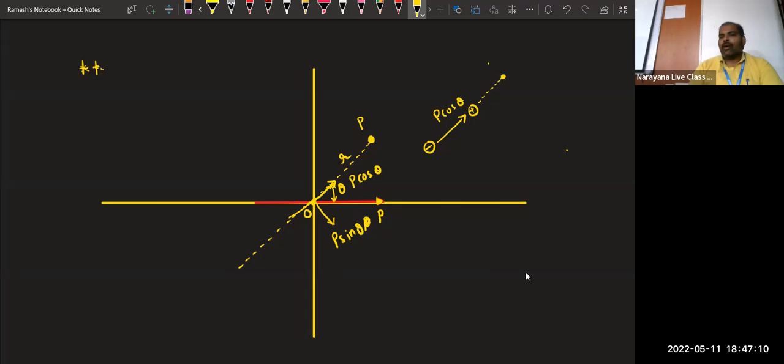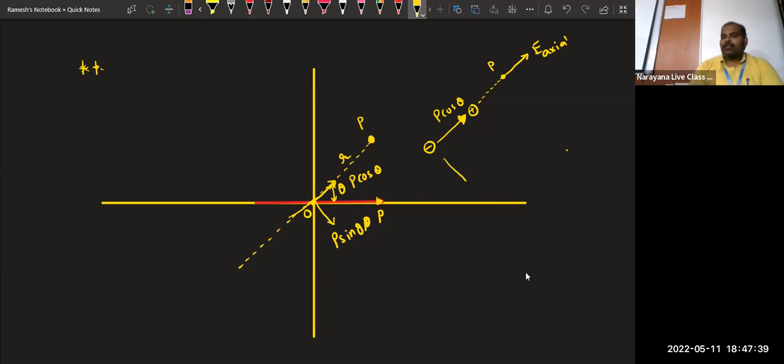This is one point P. This negative charge is very far, so the positive charge's electric field is more dominant. The dipole P cosine theta will contribute an axial electric field, directed away. You know the trick: positive charge is very near, so the electric field is away. Correct? Next one, P sin theta.